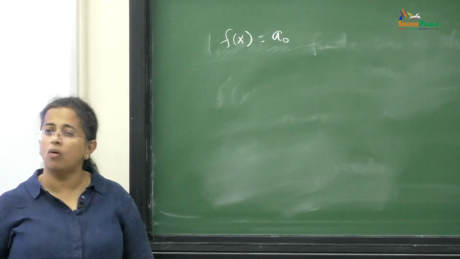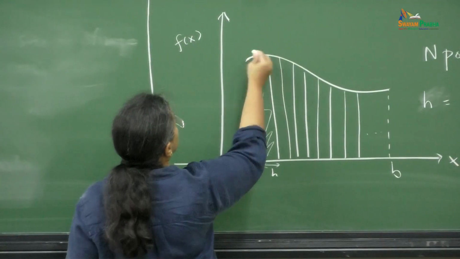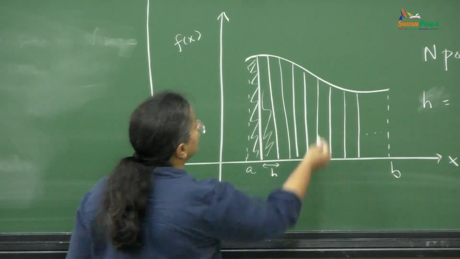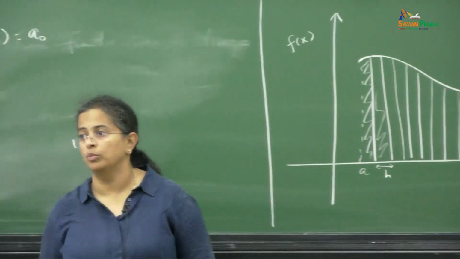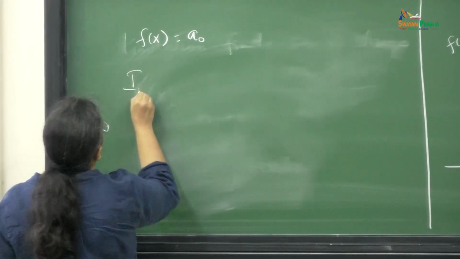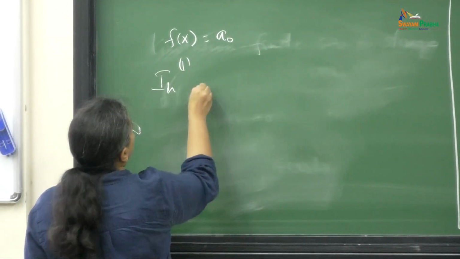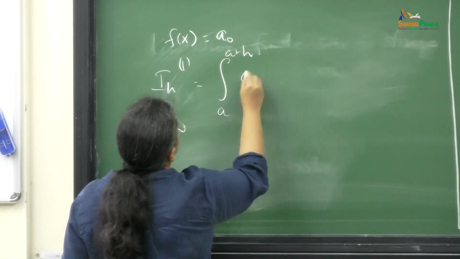You have suppressed all the dependence on x, which means here I don't care that this was rising, this was having a different behavior, this had a different behavior here, I don't care. I'm just going to pick up a value. So therefore, what happens to IH1? What happens to IH1 will also happen to everything else, right? So it is a to a plus h.